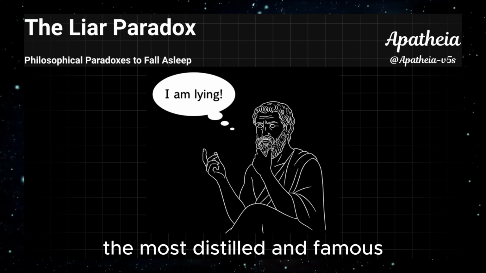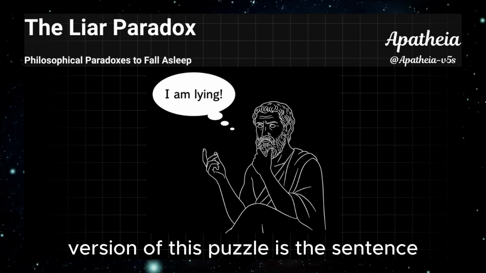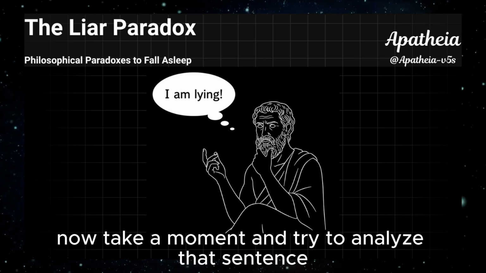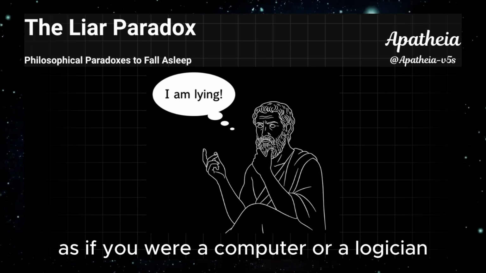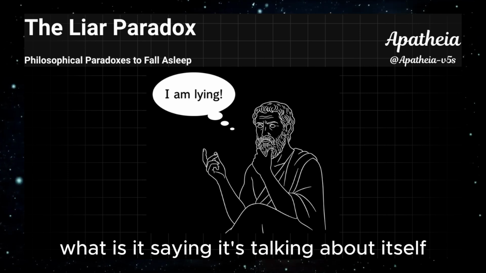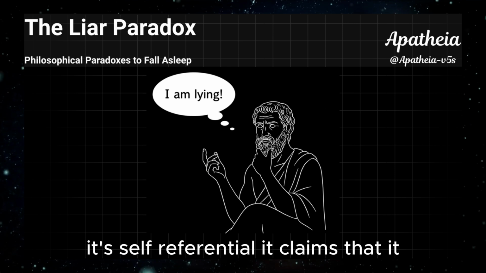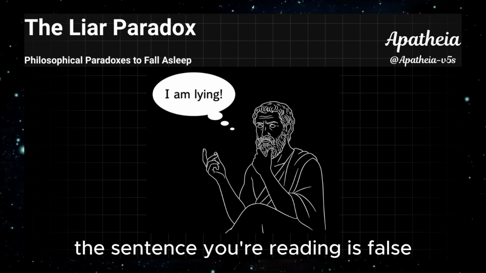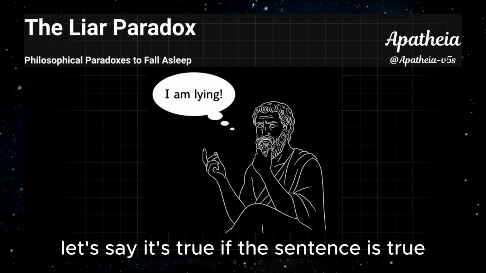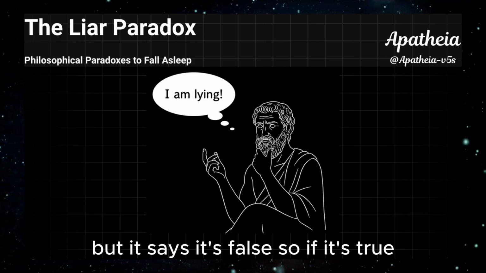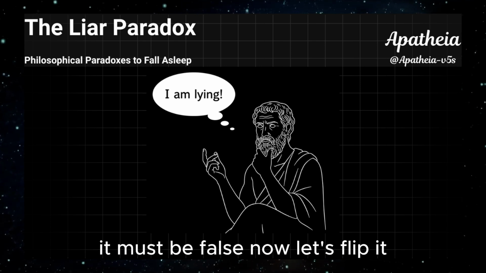The most distilled and famous version of this puzzle is the sentence, "This sentence is false." Now take a moment and try to analyze that sentence as if you were a computer or a logician. What is it saying? It's talking about itself. It's self-referential. It claims that the sentence you're reading is false. Let's say it's true. If the sentence is true, then what it says must be the case. But it says it's false, so if it's true, it must be false.